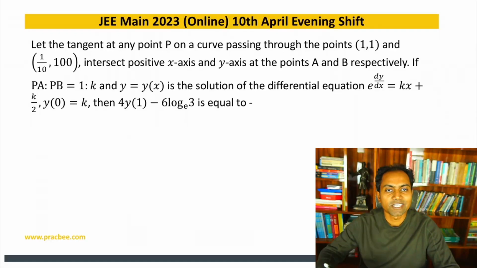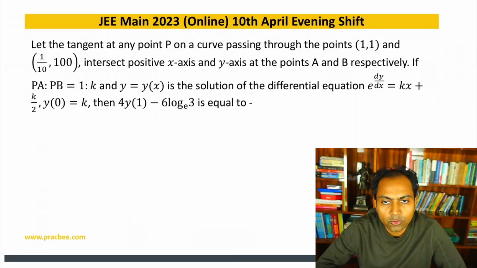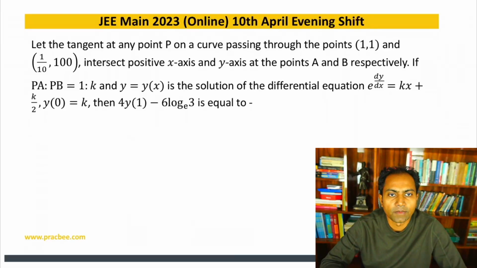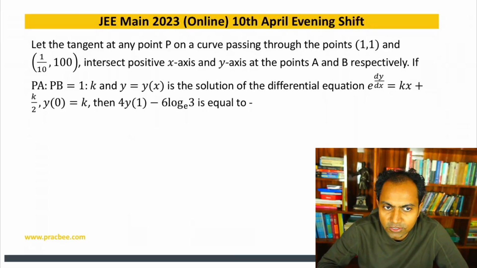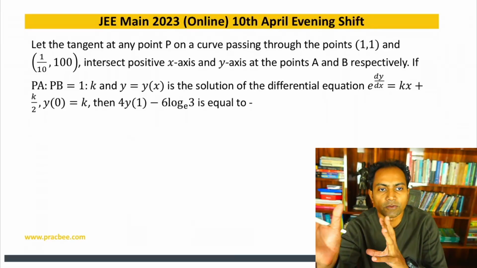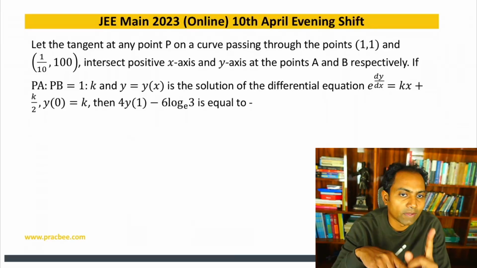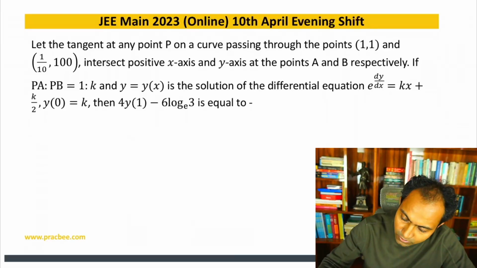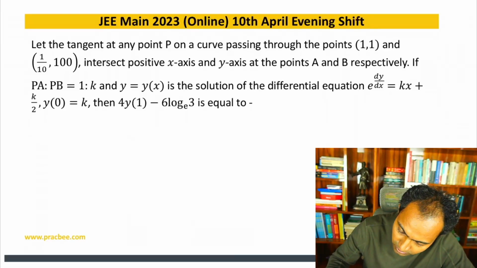Now if I look into this next 2023 question, there are two parts of the question. One, they are talking about a tangent to a curve and certain conditions are given. And then there is a second part of the question. In this, they are using the value of k. So we will have to solve this question in two parts. Let us solve the first part first.